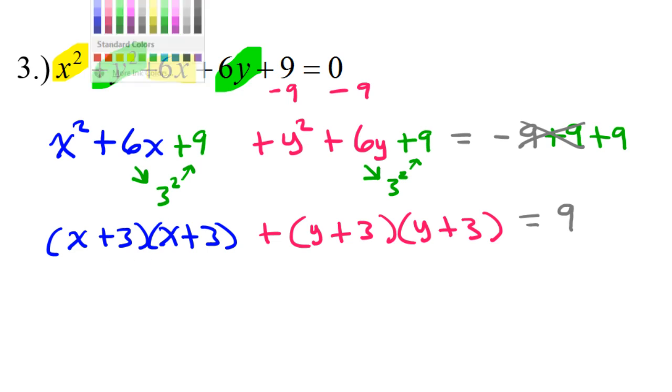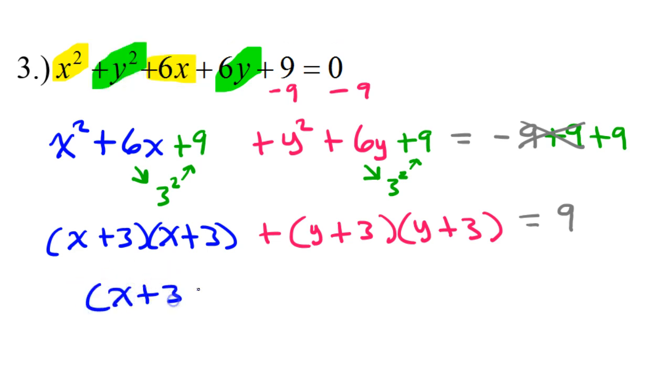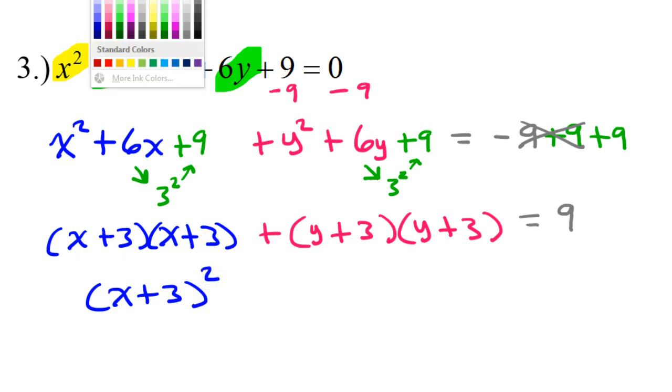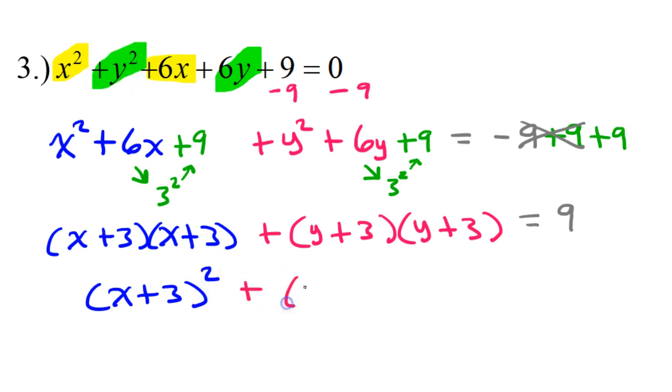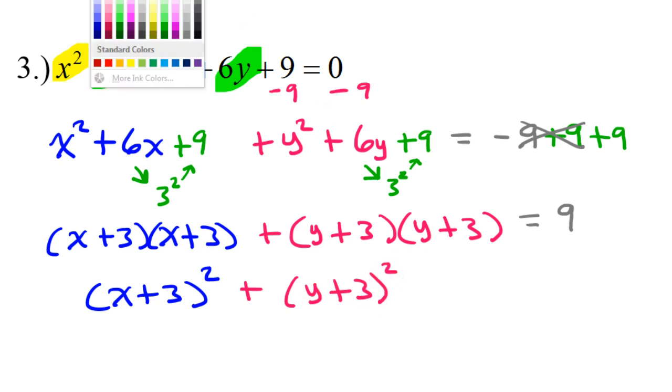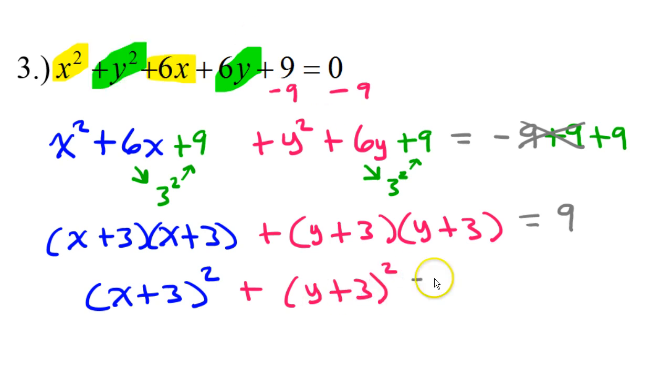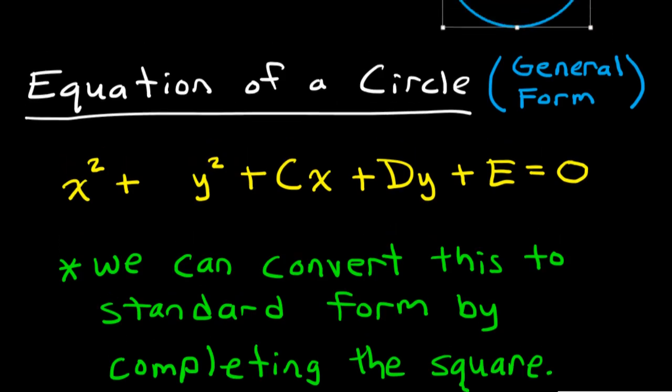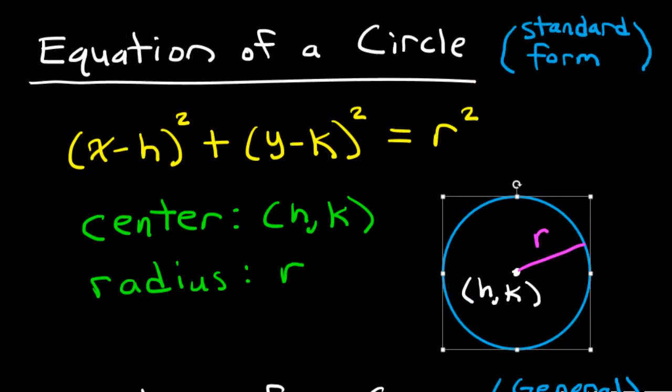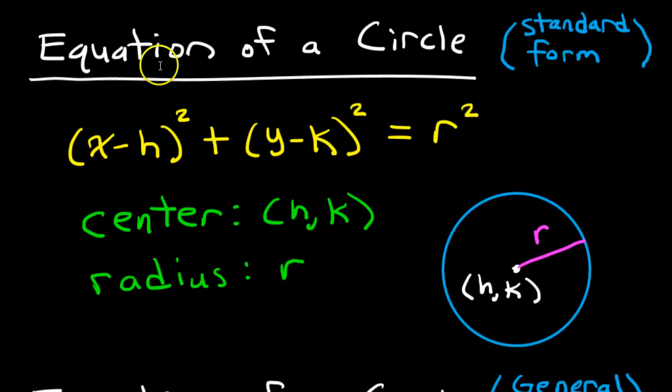Okay, so now I'm going to have (x + 3) squared, all right, because there's 2 of them. And then I'm going to have plus (y + 3) squared. And this is all equal to 9. So what you can see is I now have converted from the general form equation of a circle to the standard form equation of a circle.